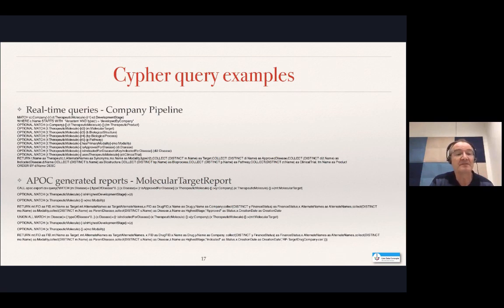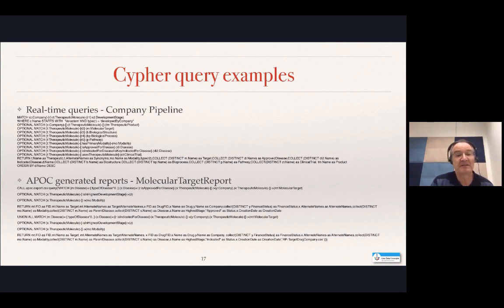Okay, so here are some Cypher query examples. One example, for instance, for some real-time queries, if I wanted to know what is the pipeline of a particular company, the thing I want to point out here is that because not all the data is always available, I had to use quite frequently an optional match phrase here to say, well, if it's there, show me the data. If it's not there, then obviously still show me the original molecule that I wanted to see, even if it doesn't have anything else other than maybe just a name. So that flexibility is really important in this context.